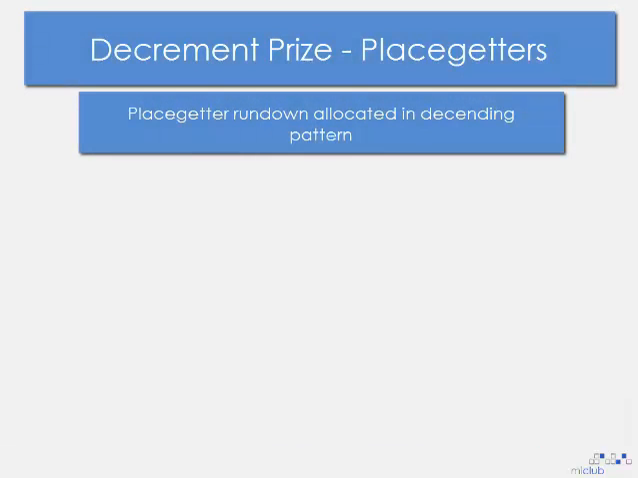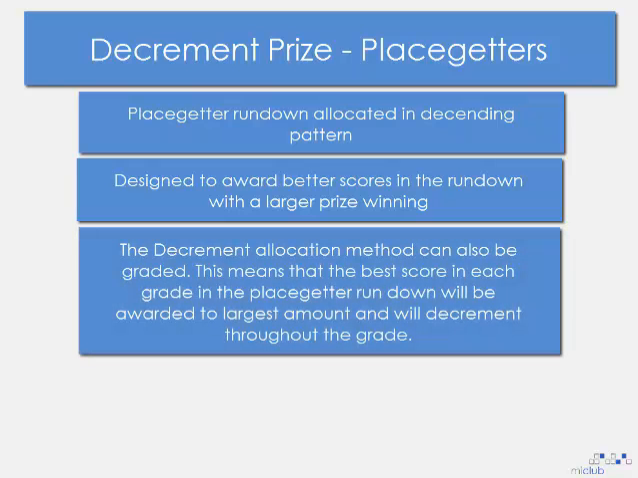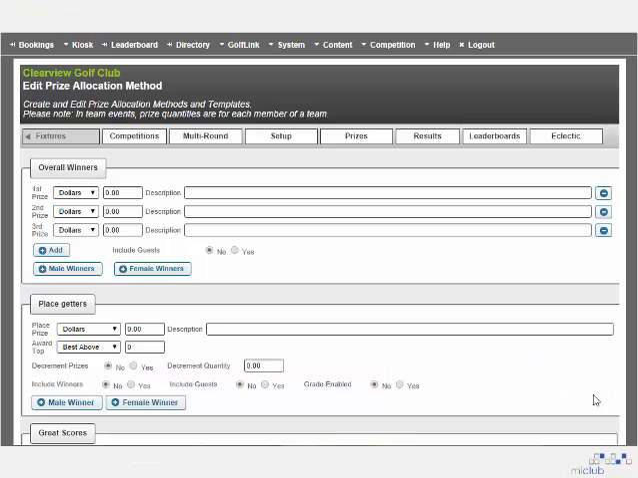The decrement place getter allocation method awards the place getter rundown in a descending pattern. This is designed to award better scores in the rundown with a larger prize. The decrement prize allocation method can also be graded. This means the best score in each grade gets awarded the largest prize, and it decrements within the grade from that point onwards. The decrement prize option is found under the place getters heading. To turn this on, simply select the Yes radio button next to the decrement prize option.